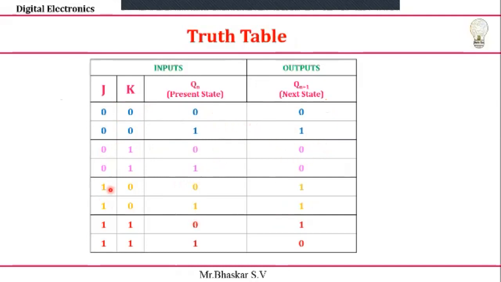Suppose my J value is 1, which is nothing but jump. So I'll get my output, and the next state value is 1, whether the present state is 0 or 1. And finally, this is the condition.